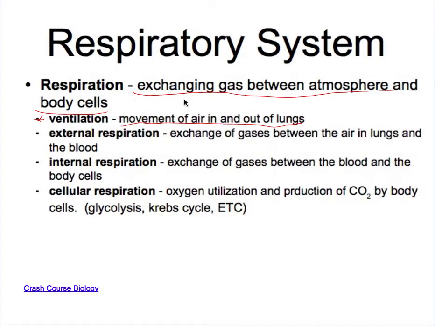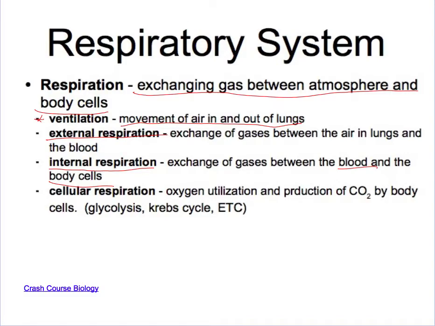When we're talking respiration, which is the exchanging of gas, so not just moving air in and out, but actually exchanging those molecules, we have two kinds. We have external, we have internal. External respiration is the exchange between the lungs and the blood. So this goes from the lungs, which is where air goes into your body, into then your bloodstream, where it can be taken to your cells. So external goes from the lungs to the blood. Internal then goes from the blood to your body cells. So external is lungs to blood, internal is blood to body cells.